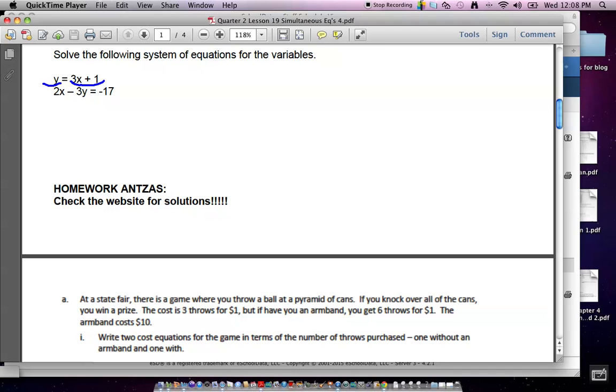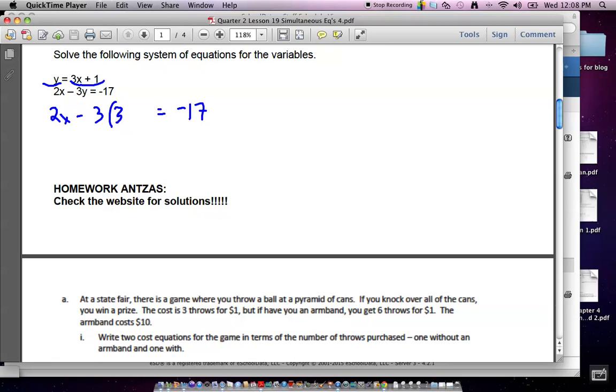Okay. So what I'm going to do is I'm going to go right over here, and I'm going to write 2x, minus, 3, equals, and negative 17, but I'm not going to write y. What am I going to write in place of y? Everybody? What's that? 3x plus 1.